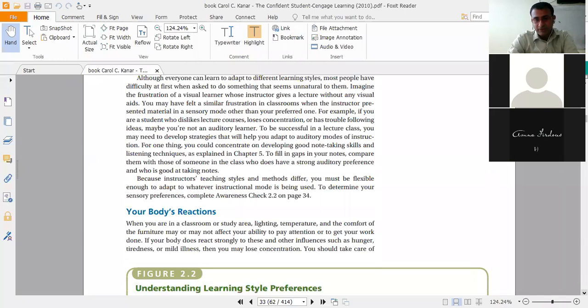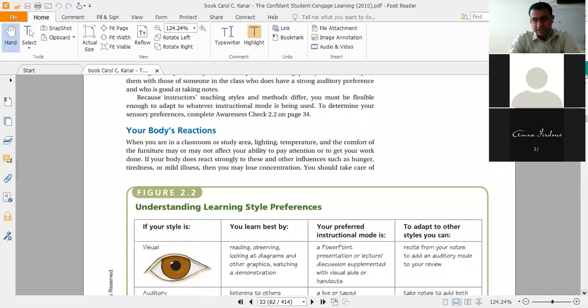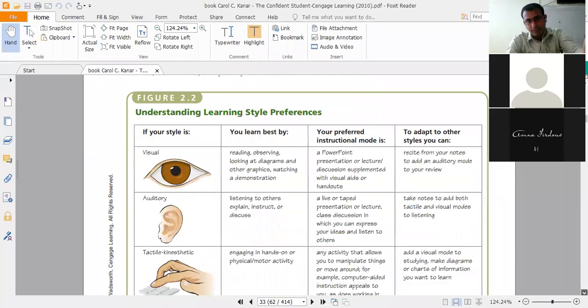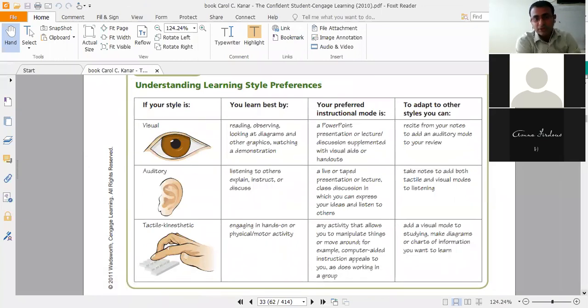ठीक है, तो इसमें अवेयरनेस चेक फिर उसने दिया है 2.2 में, ये अवेयरनेस चेक आ गया. If your style is visual, you learn best by reading, observing, looking at diagrams and other graphics, watching a demonstration. If your style is auditory, you learn best by listening to others explain, instruct, or discuss. If your style is tactile, kinesthetic, doing, you learn best by engaging in hands-on or physical motor activities.